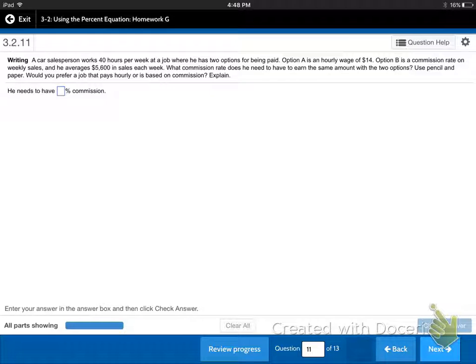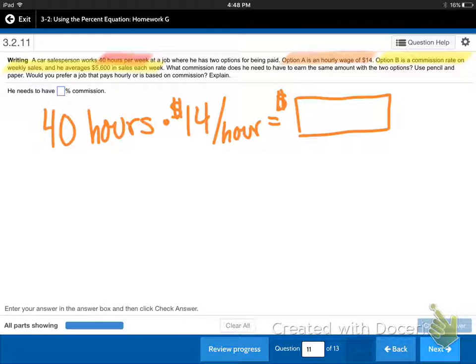All right, so let's first figure out how much he would make per week. Well, we know some information. He works 40 hours per week and makes $14 an hour, and option B would be some commission, and he averages $5,600 in sales. So let's pick the information we need to solve for how much he would make on option A. 40 hours times $14 per hour will tell me how much he makes in a week. So 14 times 40 is $560. So option A, he makes $560.